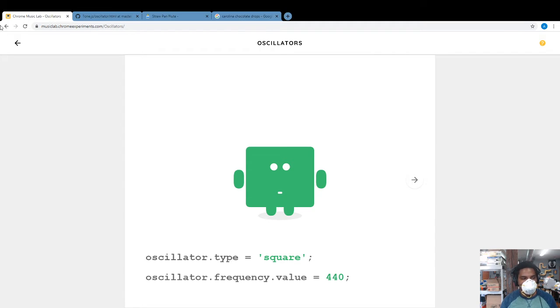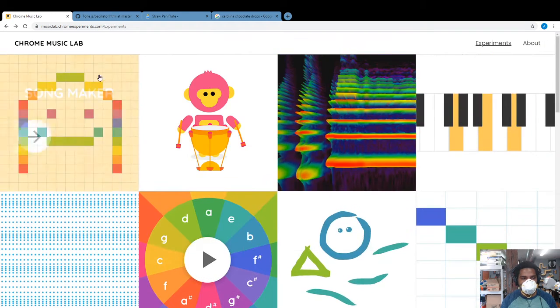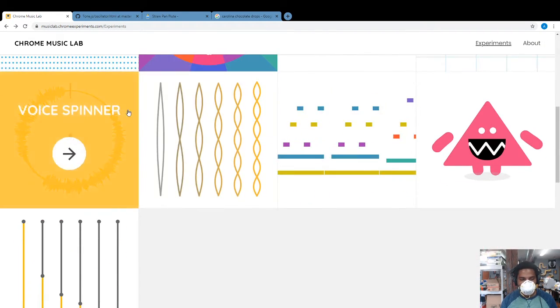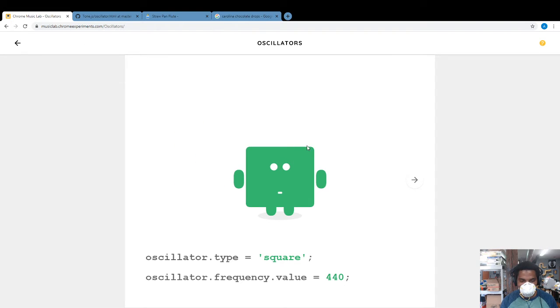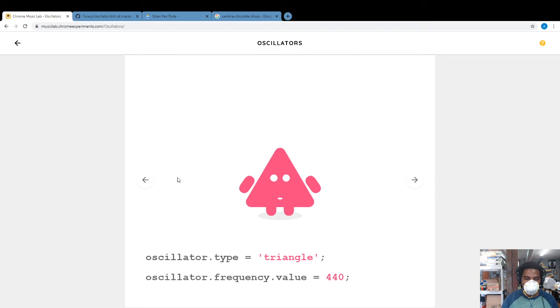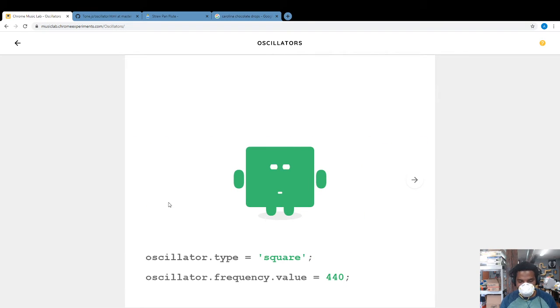So, if you guys would like, I'll ask you guys if you can go to the Chrome Music Lab again. And all the way down at the bottom where it says oscillators, I want you to click here. And there are a couple of oscillators here. You have a square oscillator, a sawtooth, like a saw, a triangle, and a sine or a circle, right? And I'm going to only work with the square today, but I want you guys to try the different ones as well. What happens is, let me just show you.